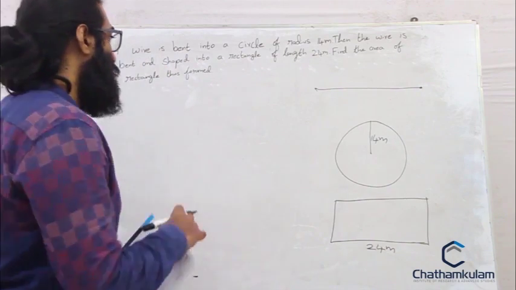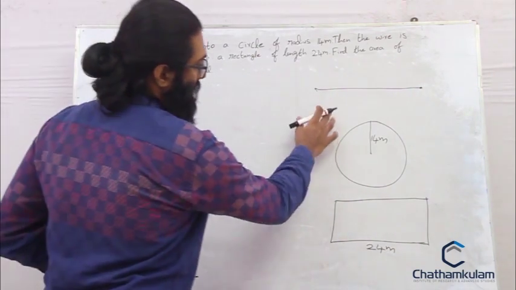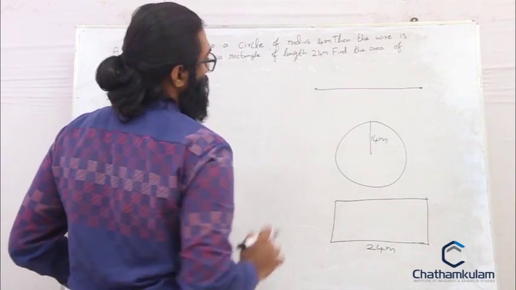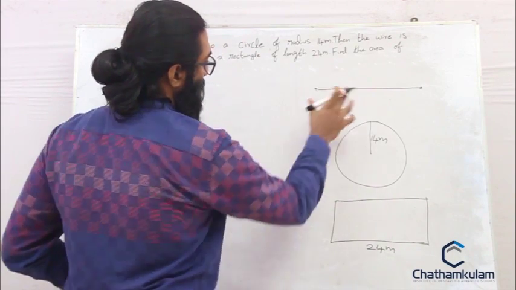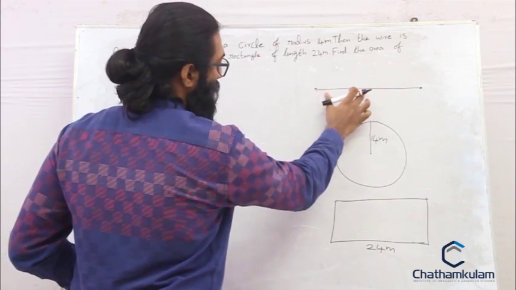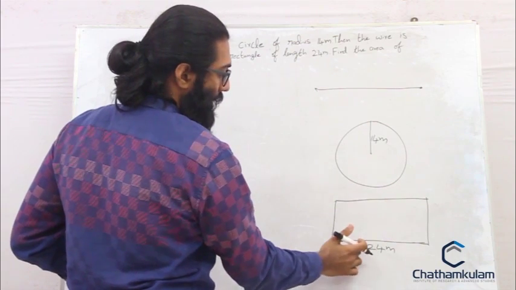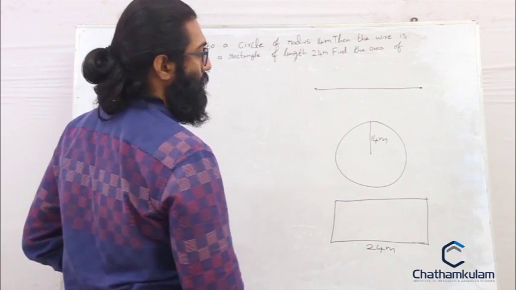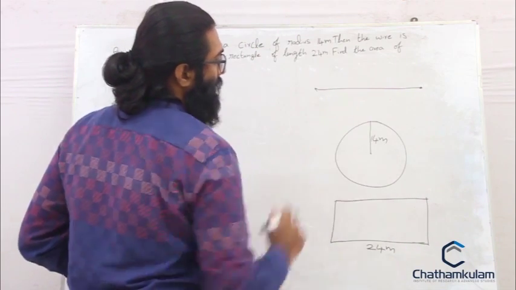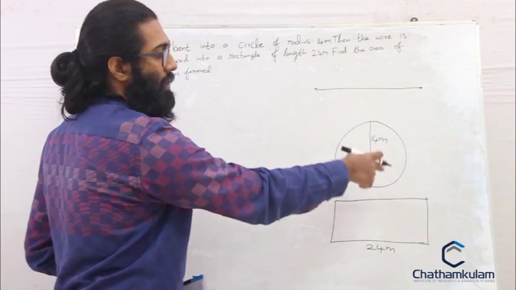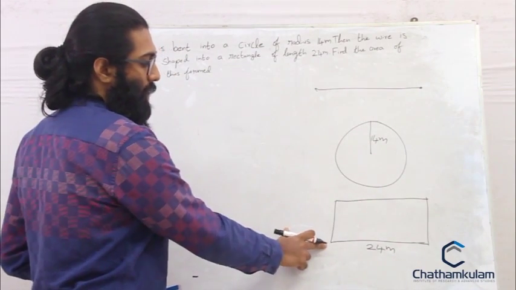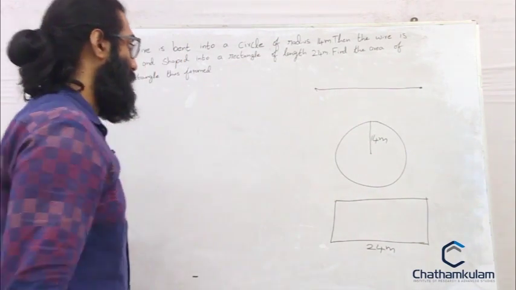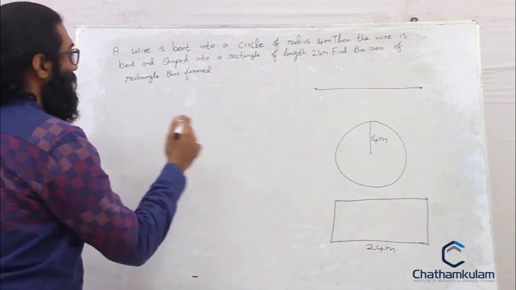So we have, the concept here is the same measurements, the same length is used for the wire, circle and rectangle. So all the perimeters would be same, right? So we have to calculate the perimeter of the circle to find the perimeter of the rectangle, right? So what is the perimeter of the circle here?